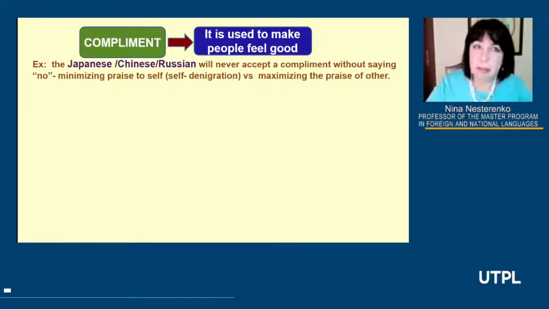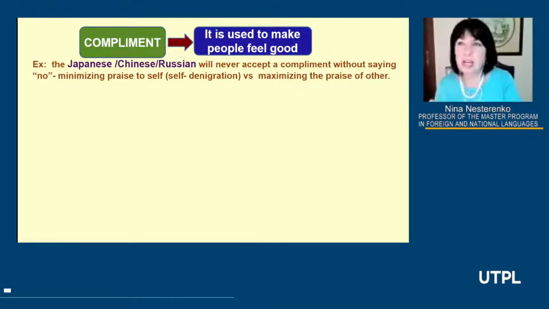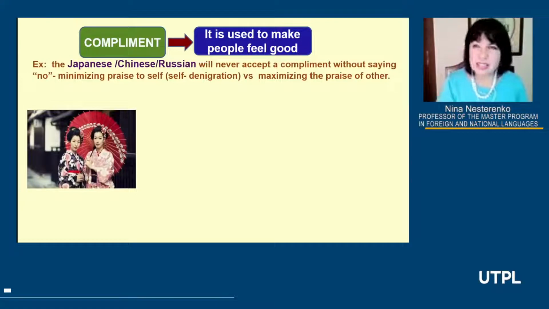For example, in Japan, Chinese, Russian, and my Ukrainian culture, when we receive a compliment, we tend to minimize it. If I say, Nina, you look nice today, I say, oh, really? But I did not sleep well, or I feel tired, and so on. But how do you react, my dear? You usually react, oh, thank you. Yeah, but you see, it's different.